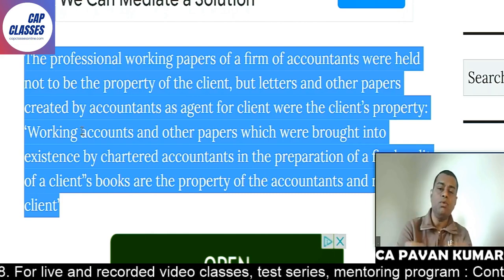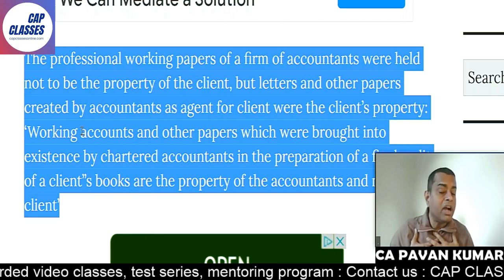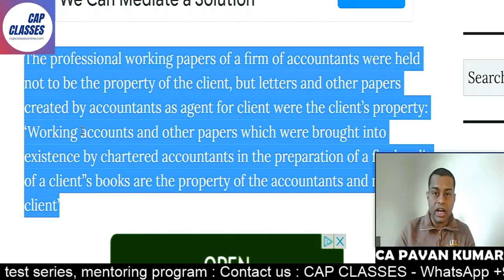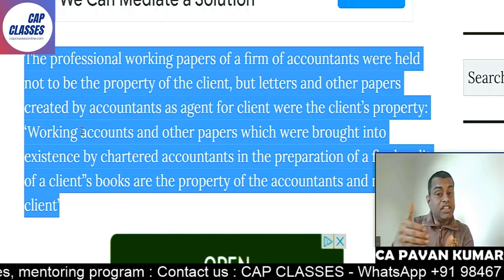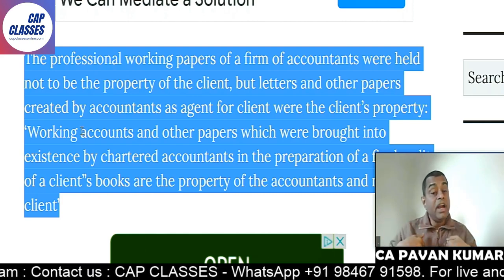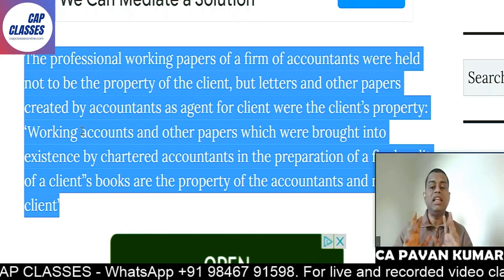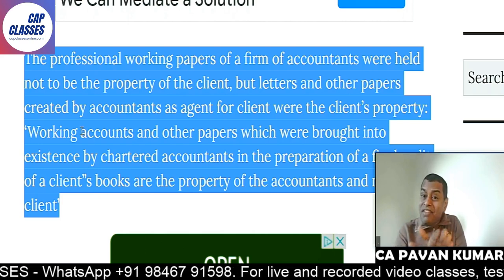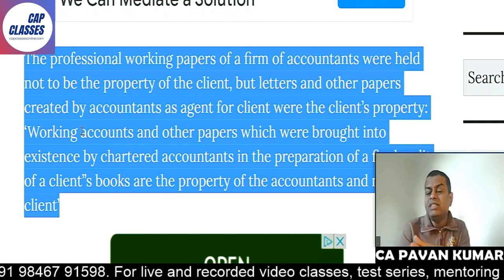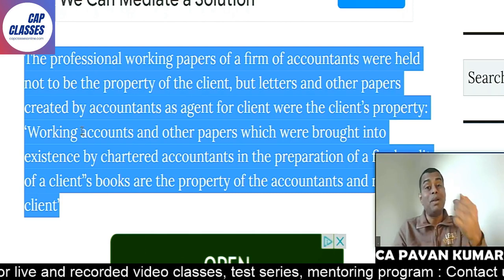Now, let us understand what this is. Imagine I am a chartered accountant conducting the audit of X Limited. During the course of audit, X Limited might have submitted so many papers to me. During the audit, I might have prepared so many papers. Now imagine there are two documents in my auditor file. One document is prepared by the client and given to me. The second document is prepared by me.